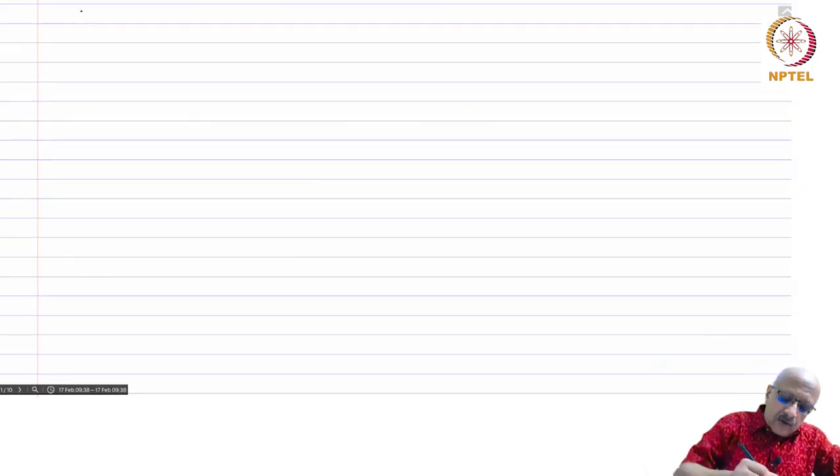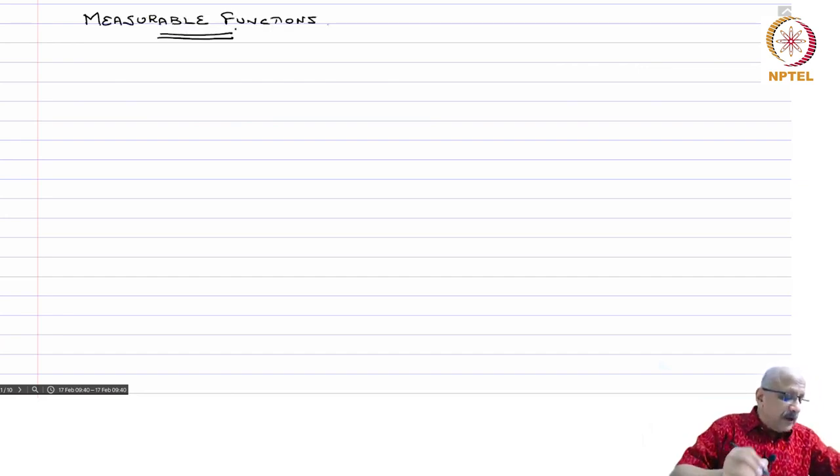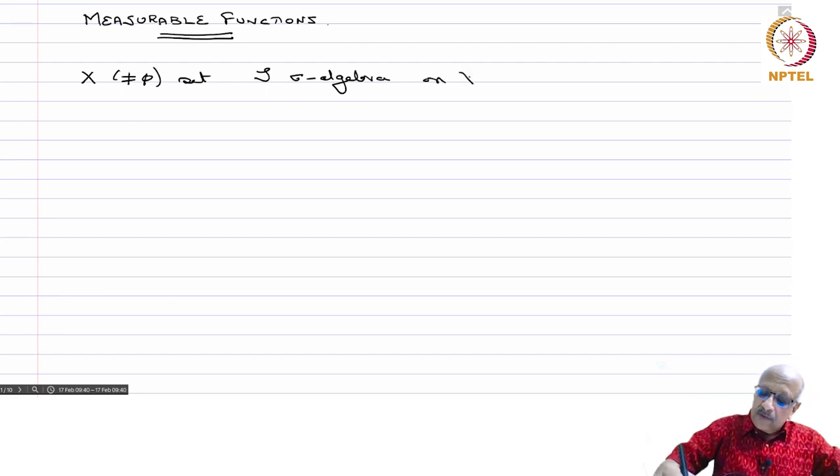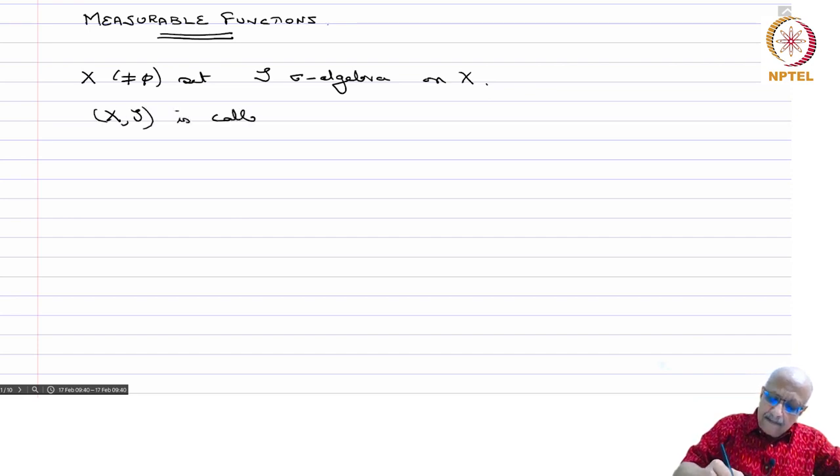Today we'll start a new chapter, so we will now talk about measurable functions. First we'll study some basic properties and the definition of measurable functions. So X is a non-empty set and S is a sigma algebra. We'll work only with sigma algebras in future on X. Then you say (X, S) is called a measurable space.